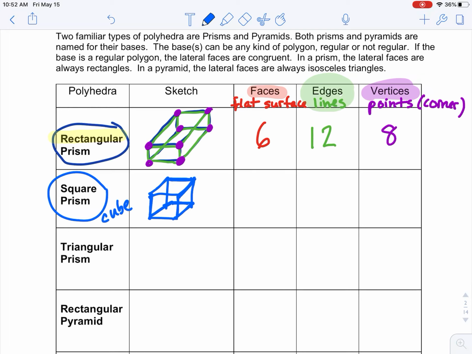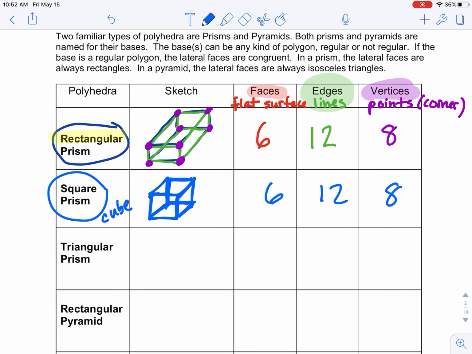Again, if your drawings are not perfect, don't worry about it. You could even find one online and copy and paste it and bring it in here to your notes. Okay, so there's the square prism. But it's still a prism and it still has 4 sides on it, so all these numbers are going to be the same, 6, 12, and 8. It's still going to have the same number of faces, same number of edges, and same number of vertices.